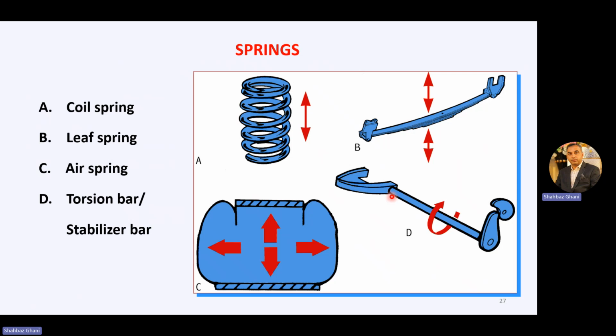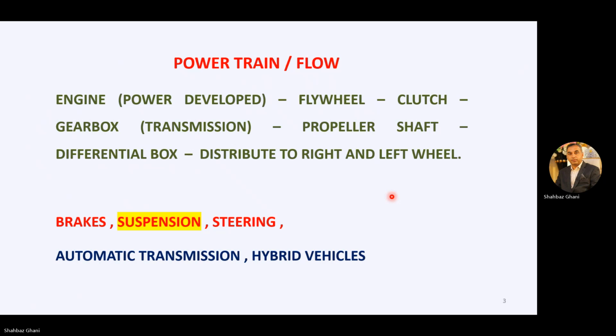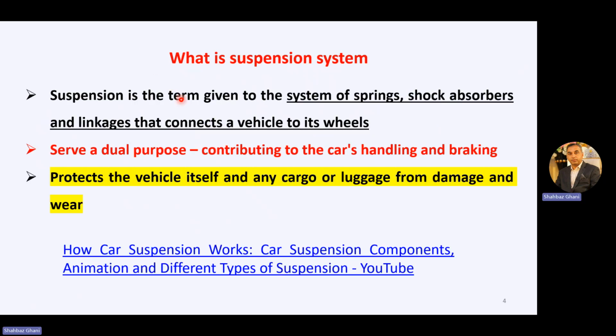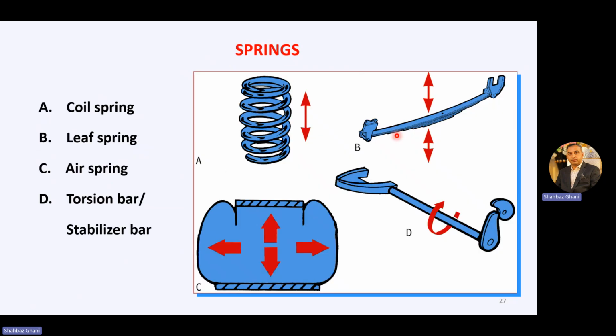Now, as we know from our first slide, suspension is the term given to the system of springs, shock absorber, and linkages that connects a vehicle to its wheel. So let's talk about springs now. There are 4 types of springs which are used in the suspension system. First is the coil spring, then leaf spring, air spring, torsion bar, and oblique stabilization bar. This is your coil spring, leaf spring, this is your air spring, and torsion bar or stabilization bar.